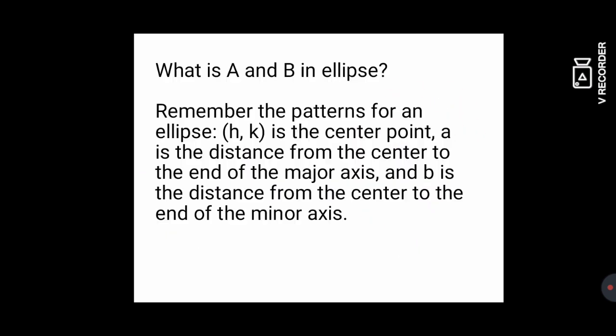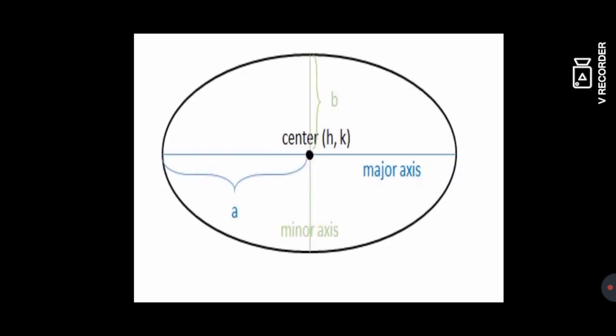So next, what are a and b in an ellipse? Remember, in the equation for an ellipse, (h, k) is the center point. a is the distance from the center to the end of the major axis and b is the distance from the center to the end of the minor axis.